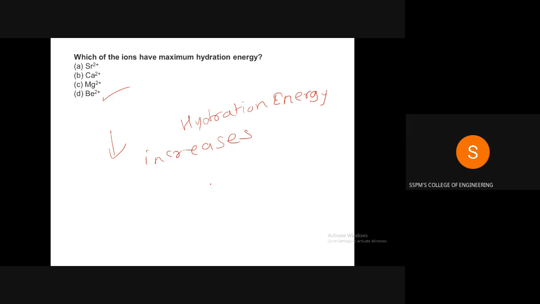And beryllium has a smaller atomic size and a higher charge, and hence it easily reacts with water molecules.